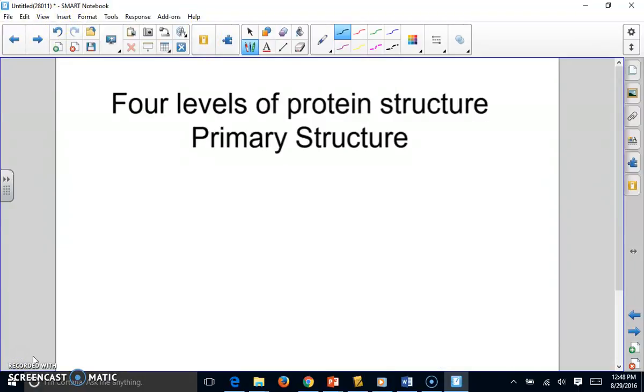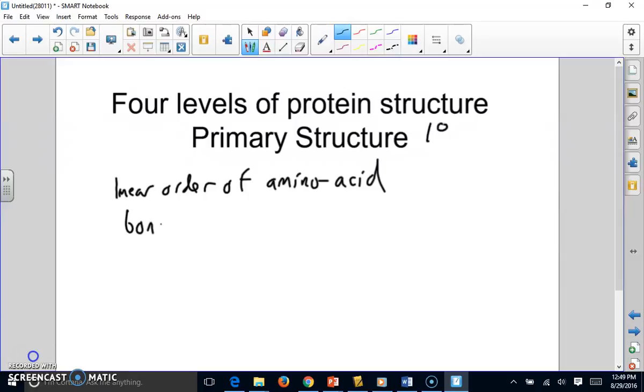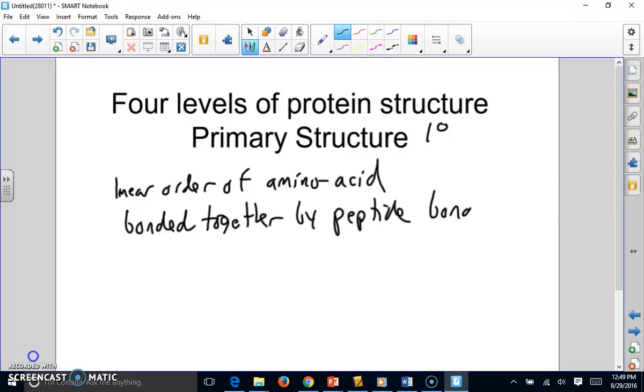So as we said, the first level of structure is known as primary structure, and that is simply the linear order of amino acids, the order in which they're bonded together. And they're bonded together by peptide bonds. So essentially, if you had a string, if each box was an amino acid, the order in which the amino acids are bonded together is the primary structure.